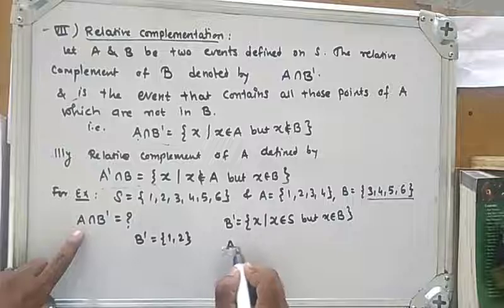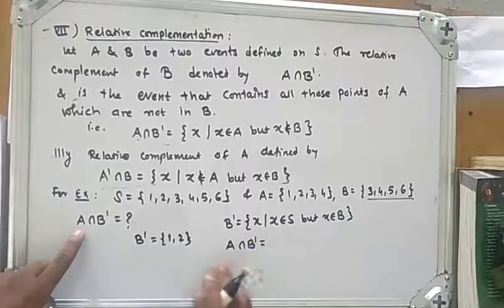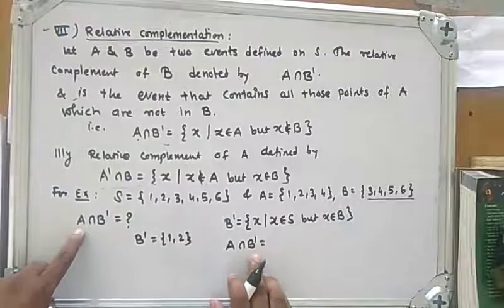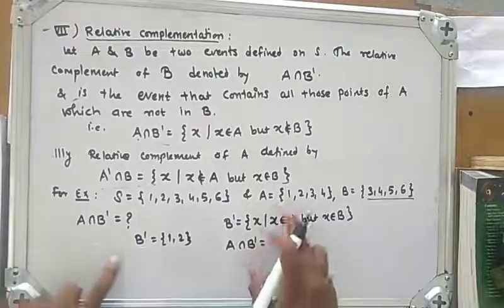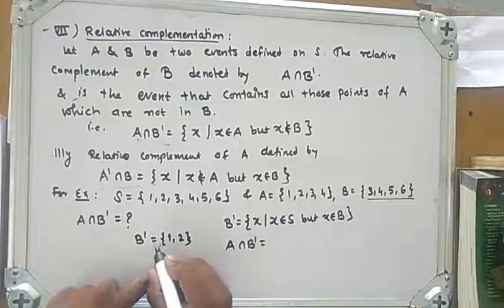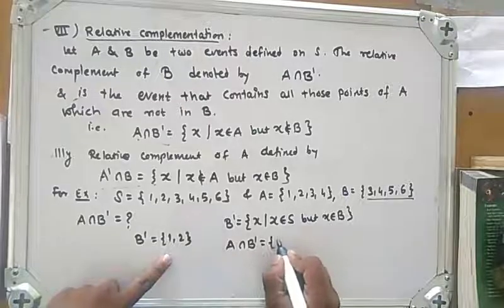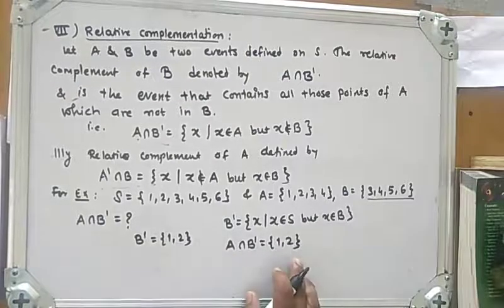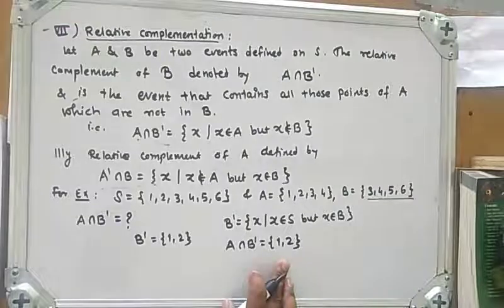So A intersection B complement. Intersection means what? The common points between A and B complement. We have A and this is B. The common points between A and B complement are 1 and 2, so the intersection of A and B complement has only two points, 1 and 2.